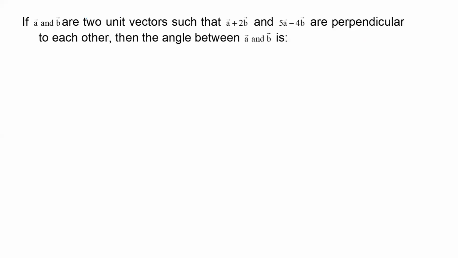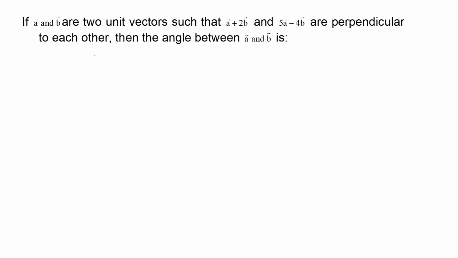Let's see here. A and B are two unit vectors, students. A is a unit vector having some direction. B is a unit vector, magnitude is 1 and having some direction. Such that A plus 2B and 5A minus 4B are perpendicular to each other. Perpendicular to each other means their dot product is 0. Then we have to find the angle between A and B, students.